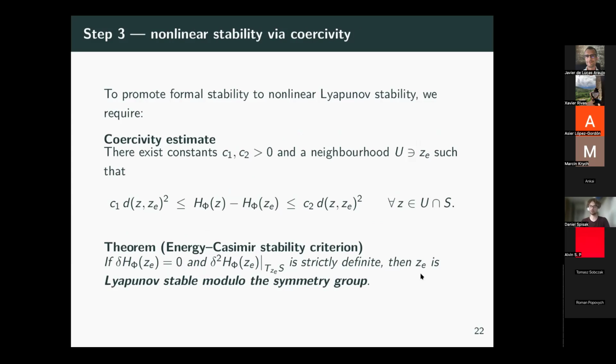However, this approach fails in infinite dimensional systems and nonlinear systems. So what we need is convexity, in other words, coercivity estimates. This is basically saying, if there exist constants greater than 0 on a neighborhood of the equilibrium such that those two inequalities hold, then we can say, if the first variation vanishes and the second is strictly definite on this tangent space restriction, then this equilibrium is Lyapunov stable modulo the symmetry group, with those constants.